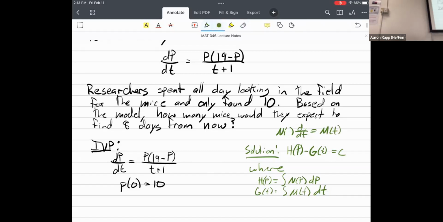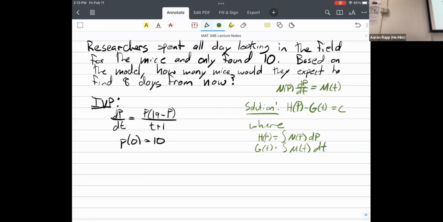If I replace my y with my capital P's, my x with my lowercase t's, this is the type of equation that we're looking for. I needed a function of my solution times its derivative equal to a function of time. Now I do still have that. I still have a function of my population and a function of my time. However, I have to be a little careful here because it's not the way they look immediately.